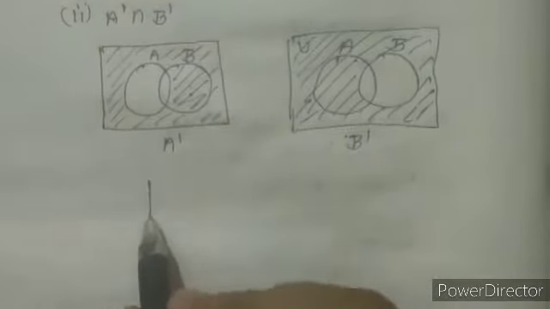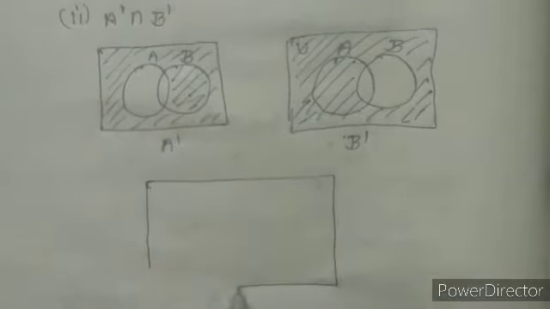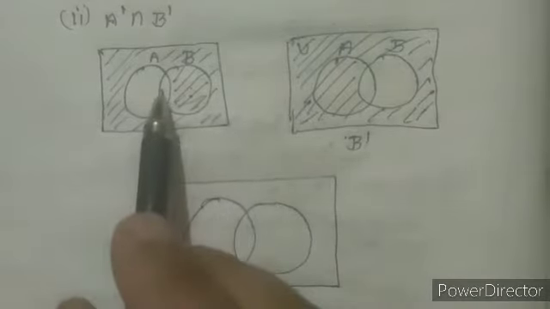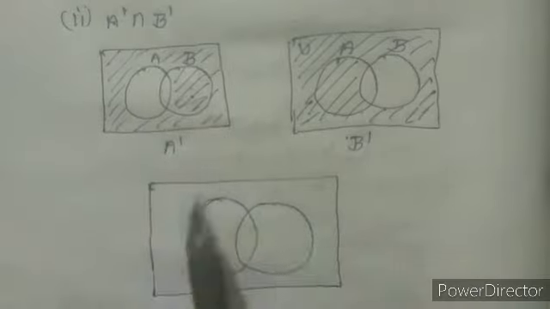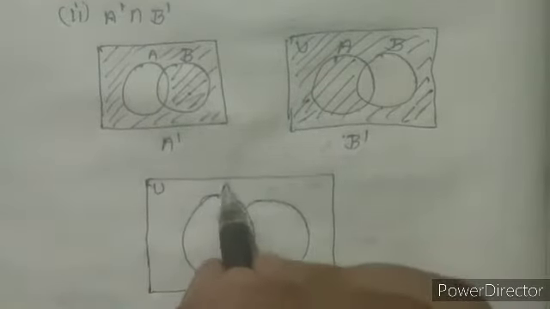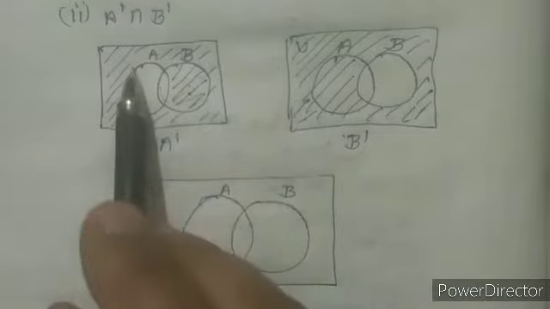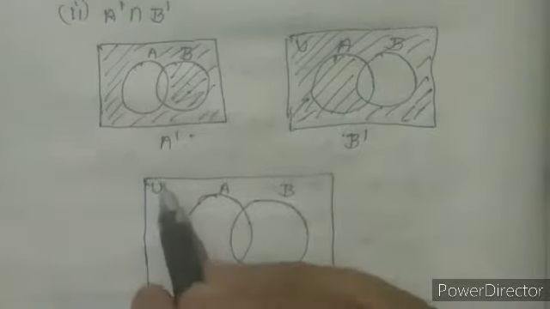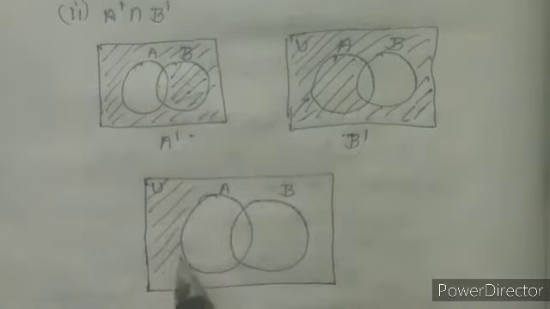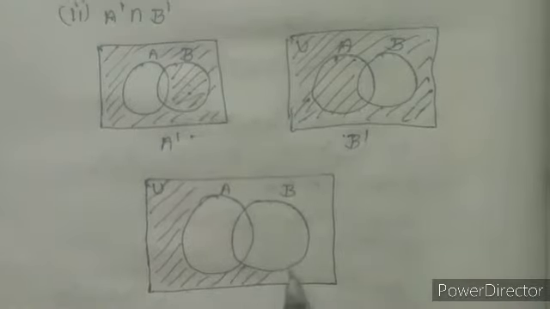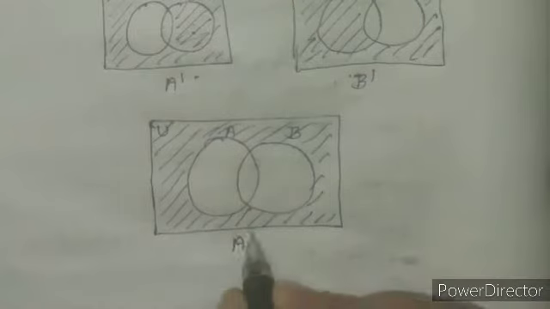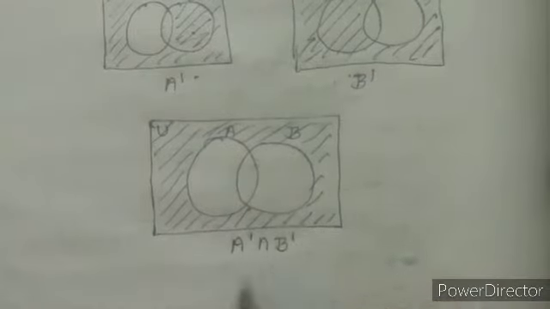Now A complement intersection B complement will be the set of elements which are common in A complement and B complement. The common shaded area in A complement and B complement is the area of the universal set which doesn't include sets A and B, and this will represent A complement intersection B complement.